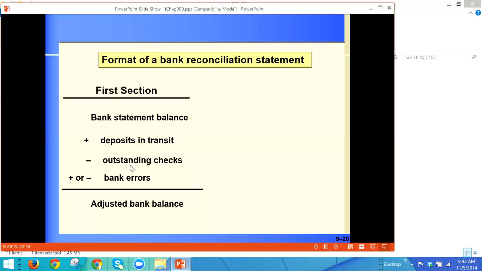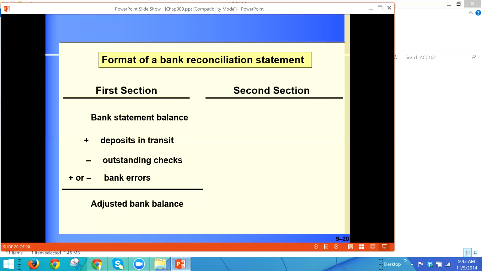What about checks that haven't been cashed by the people that you wrote them to? Those are outstanding checks. You know that you wrote them, but the bank doesn't know that they exist yet because it hasn't gone through the banking system, because the person hasn't cashed the check. And then plus or minus banking errors.